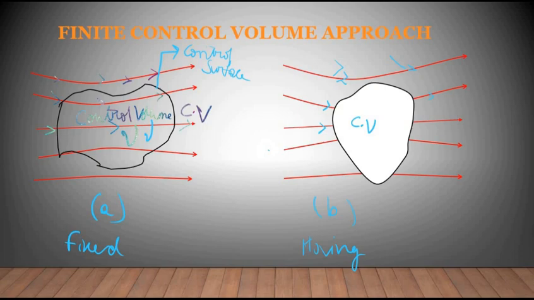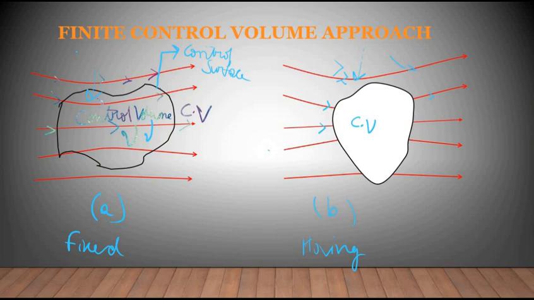Now what we are going to do when we build the equations is that we will apply the physical principles to this particular control volume, that is, the fluid which is flowing inside this control volume and crossing this control surface. In case it's moving with space, we will be applying the same to the fluid crossing the control surface.